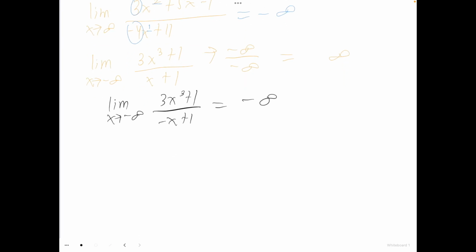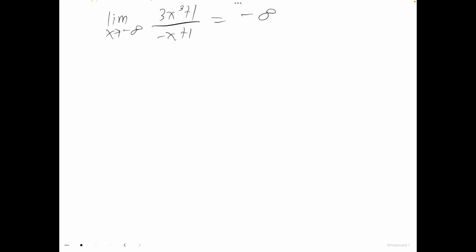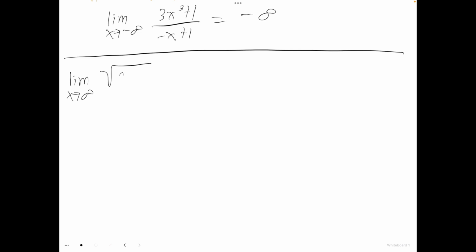So the next thing we want to talk about is when we're dealing with radicals. We can still take these limits when we are dealing with radicals. And so we want to look at the limit as x goes to infinity of the square root of 2x squared plus 1 divided by 3x minus 5. When we're dealing with radicals, the trick is to factor out the highest power from the radical, and then use the same properties we were doing before.